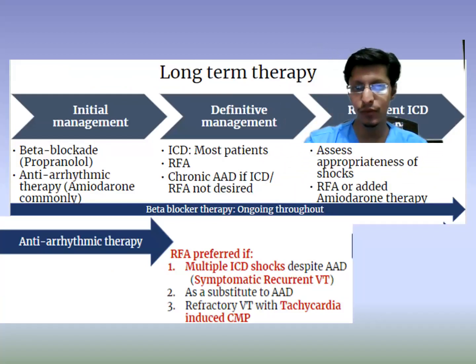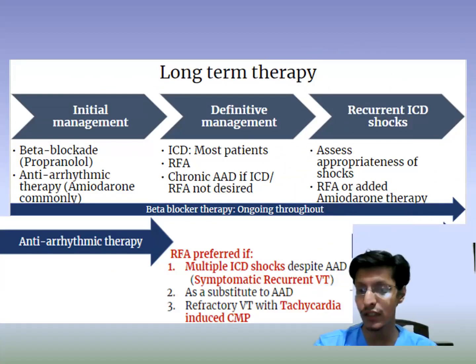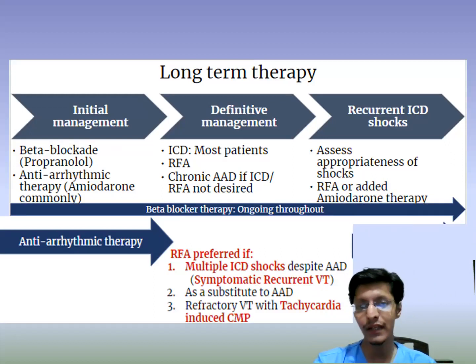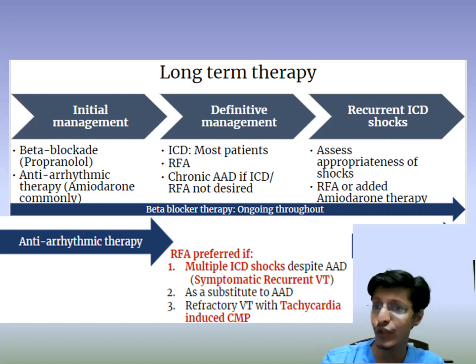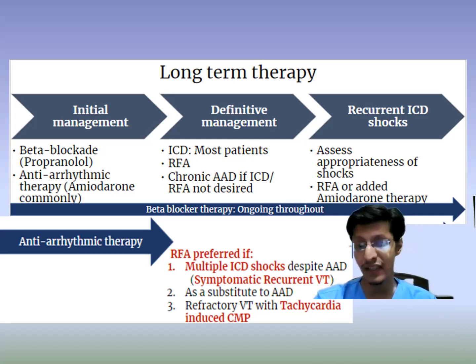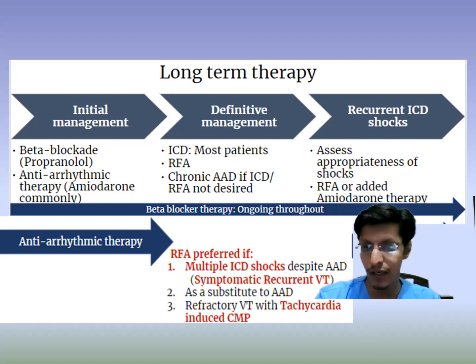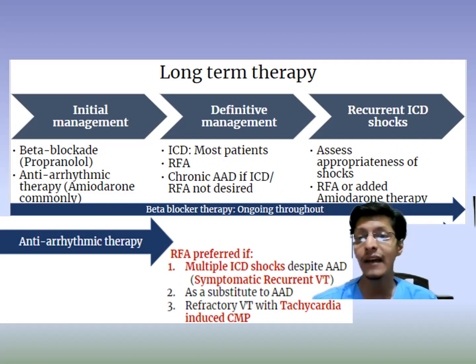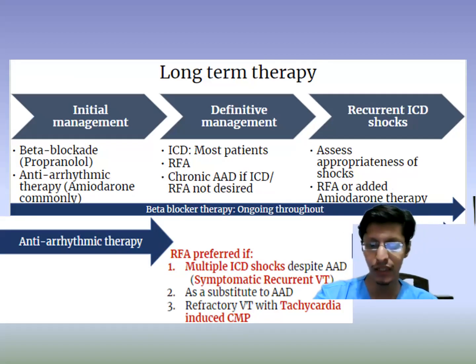In the long term, you give a beta blocker as initial management. For the long term, you have to give implantable cardiac defibrillators. When are you going to give radiofrequency ablation? Radiofrequency ablation is given to patients where multiple ICD shocks have been given despite antiarrhythmic therapy, as a substitute to the antiarrhythmic therapy, and in refractory ventricular tachycardia.